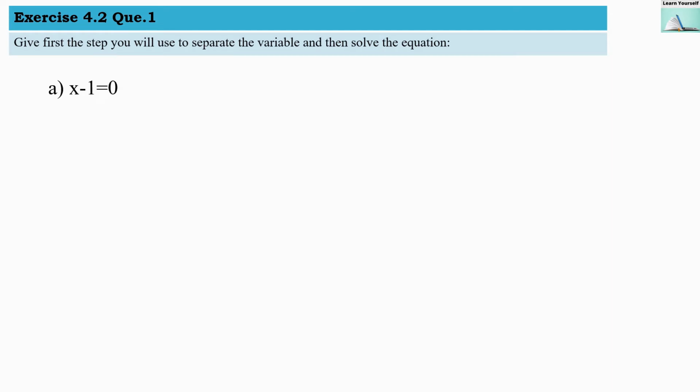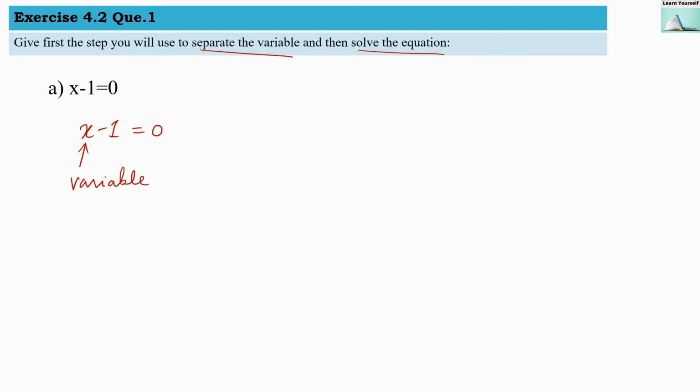Give first the step you will use to separate the variable and then solve the equation. So here we have to perform two steps. In the first step, we have to separate the variable and then we have to solve the equation. In this equation, x minus 1 equals 0. x is the variable, where 1 is a number and 0 is also a number.